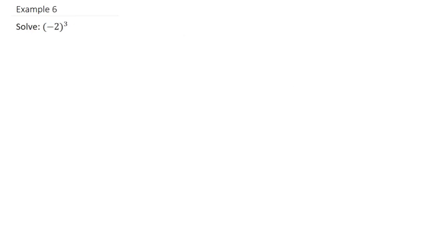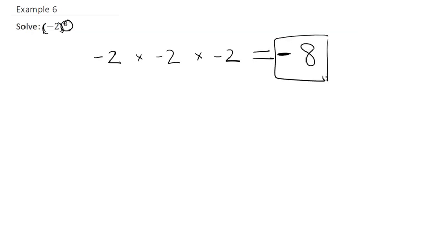Example 6, solve for the following. So we have negative 2 raised to the third power. Notice that we have an exponent here, and it has parentheses. So that means we have negative 2 times negative 2 times negative 2. Notice we have an odd amount of negative signs. So that means our final answer will also have a negative. So now we can go ahead and solve. 2 times 2 is 4 times 2 is 8. So our final solution is negative 8.